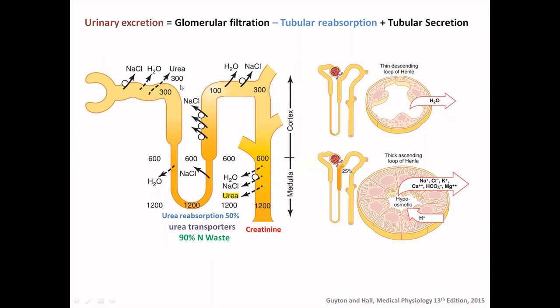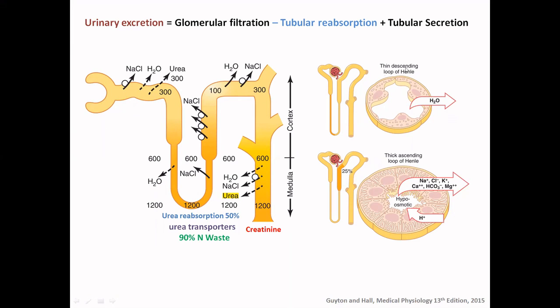Here it is 300 milliosmol, then 600, and it reaches up to 1200. Almost 50% of the urea gets reabsorbed in the distal collecting ducts through the urea transporter, and urea constitutes 90% of the total nitrogenous waste of our body. And whatever creatinine is found in the glomerular filtrate is excreted 100%.